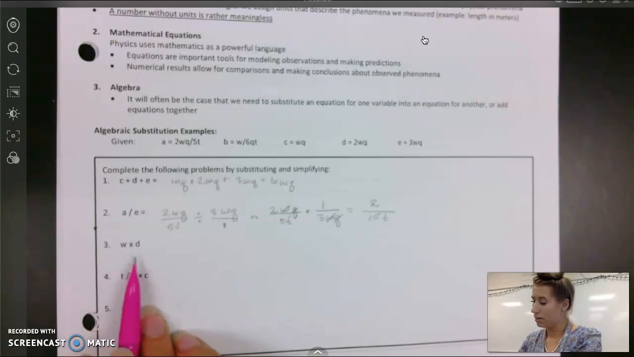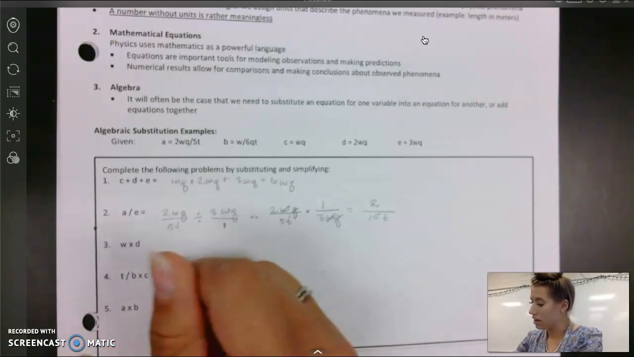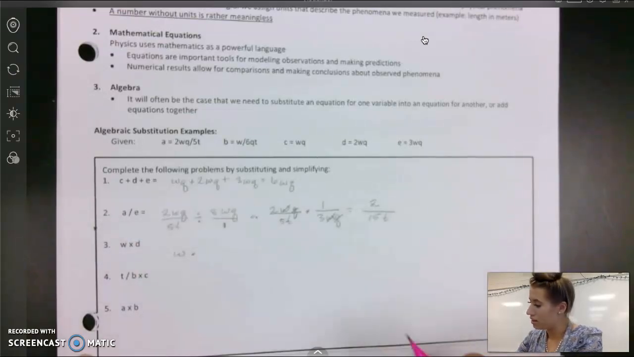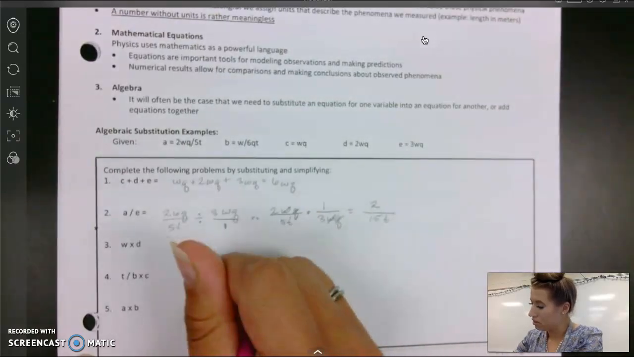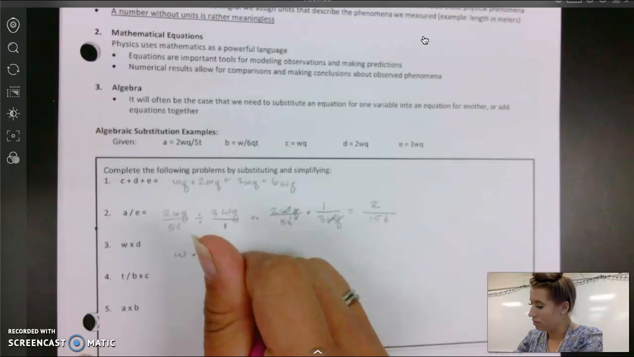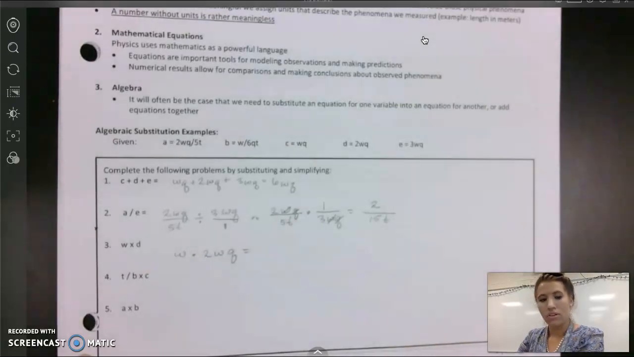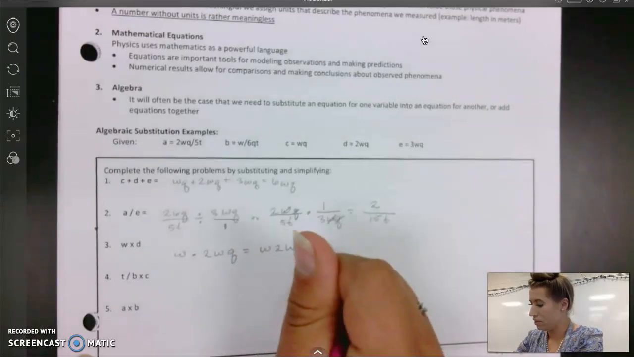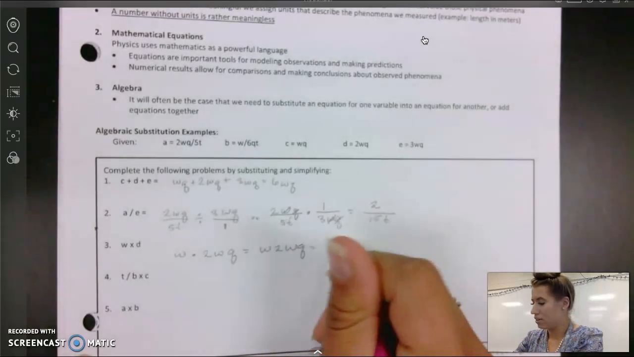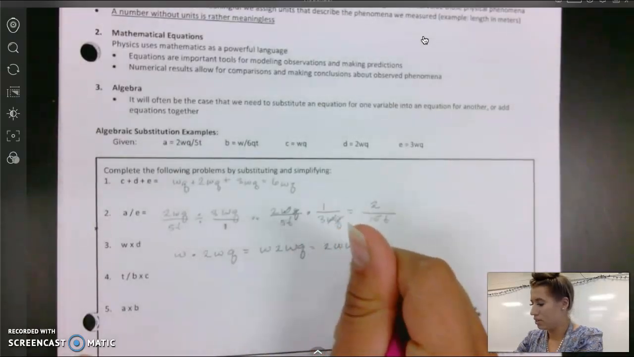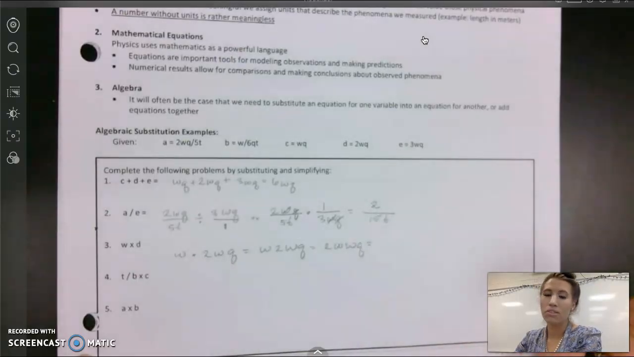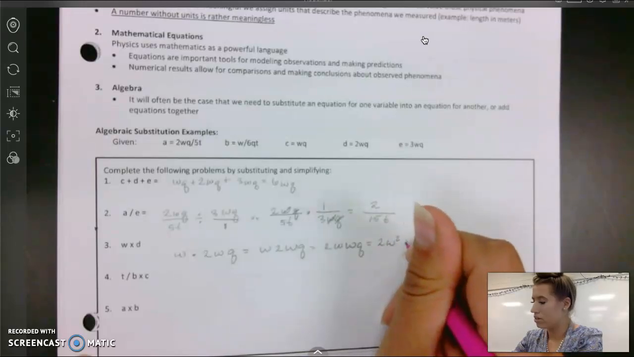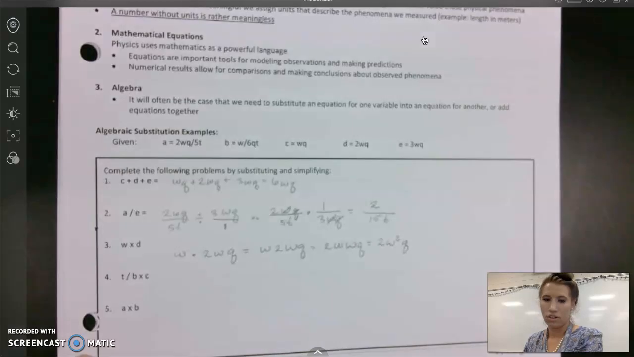So, W times D. We're just taking our value of W, and we're going to multiply this by D, which is 2WQ. Okay, so we can rewrite this. We can write this as W times 2WQ, or we can say 2WWQ, and probably the most simple way of putting this is 2W squared Q.